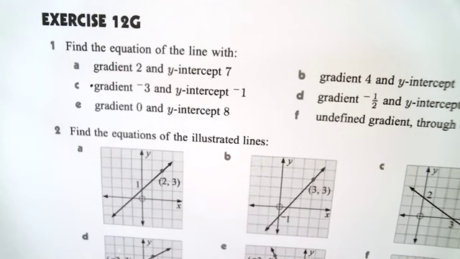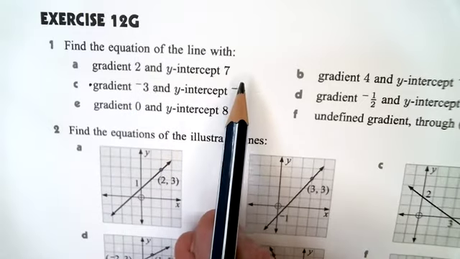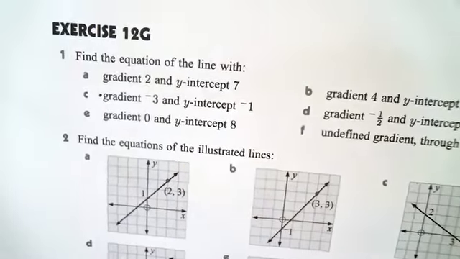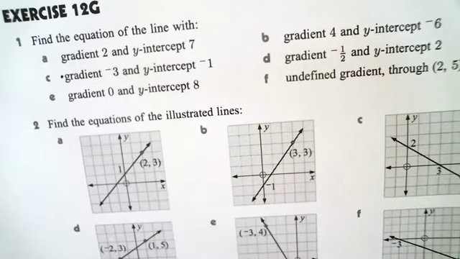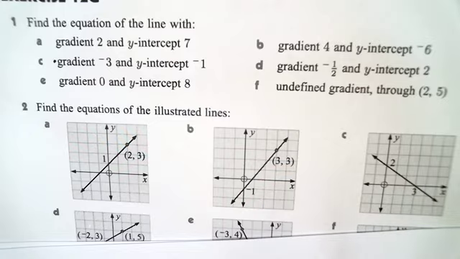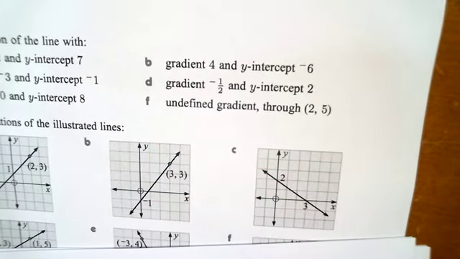Now, another way you could be asked to draw graphs is to be given a gradient and a y-intercept. So let's have a go at two or three of those. I'm just going to choose a random one or two. So for example, here's b, gradient of 4, y-intercept of -6. So let's draw an axis here.